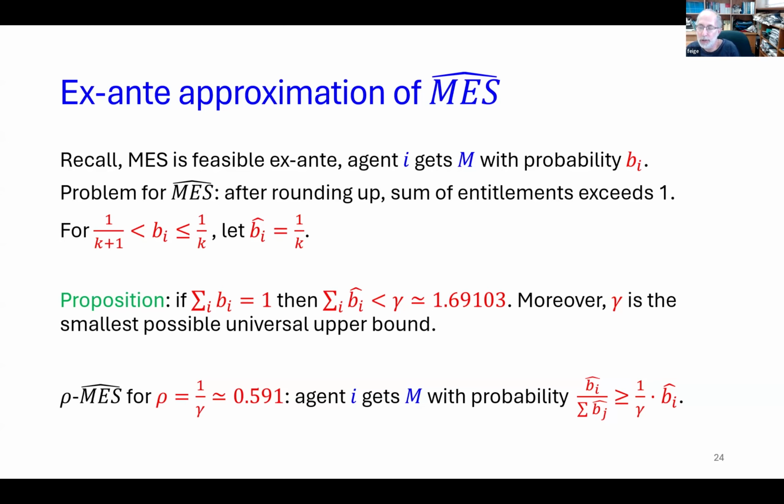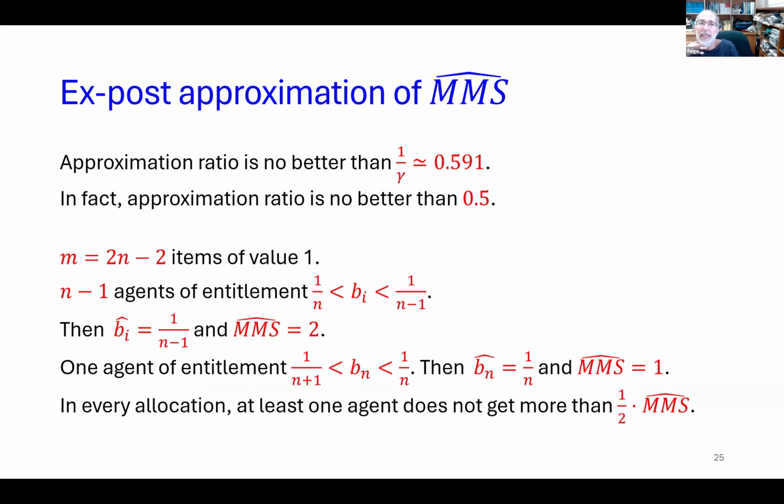So understanding what you can do ex ante is pretty simple. The more difficult case is what you can do ex post. Of course, the same argument shows that you cannot get a ratio better than 1 over gamma because of the rounding up of the entitlements when you look at MMS hat. But in fact, you cannot get even a ratio better than 1/2.